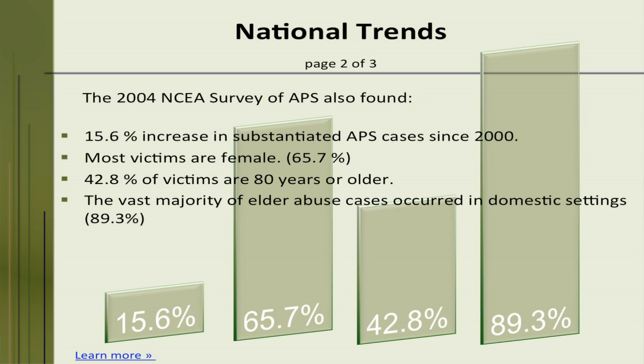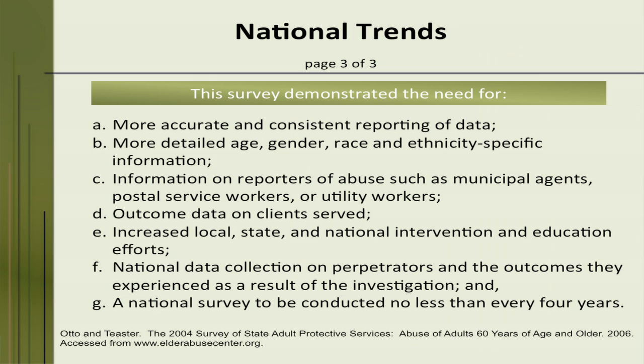And so some things that came out of this study helped us understand some of the limitations that we face with elder abuse. So we need more accurate and consistent reporting of data. We need more detailed age, gender, race, and ethnicity specific information, because we need to understand, one, what is the true prevalence? What is the true prevalence within these different characteristics, such as age, gender, and race? And then are there different associations that occur for different ages within different races, things of that nature? And then information on reporters of abuse, such as municipal agents, postal service workers, or utility workers.